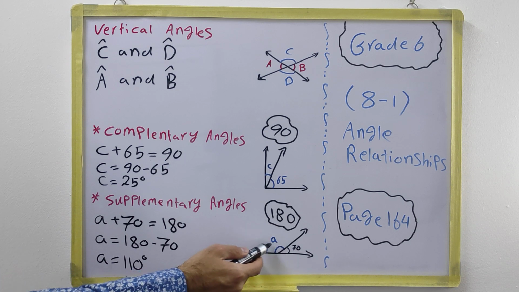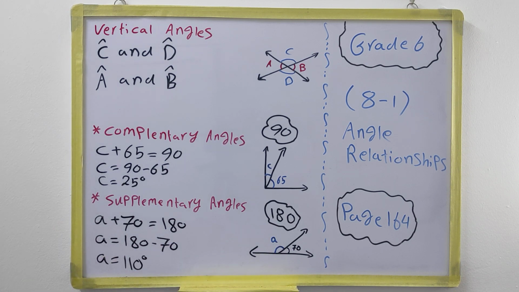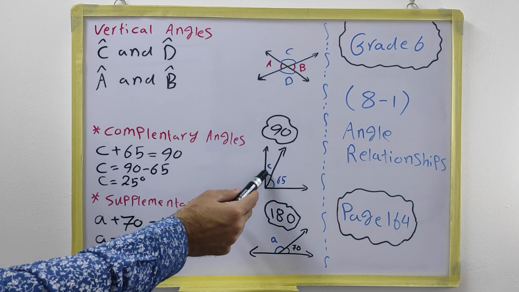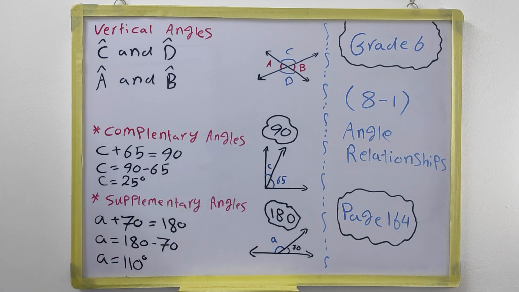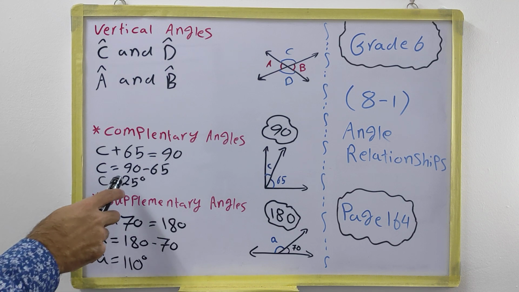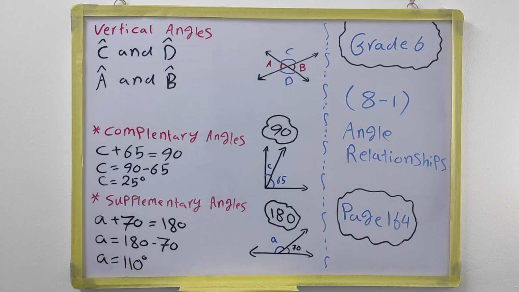So this side is 110, this side is 70. The addition of both of them together is 180, because this one is supplementary. It's on a straight line, a straight angle. This one is a right angle, both together, C and 65, where we found C is 25 degrees.